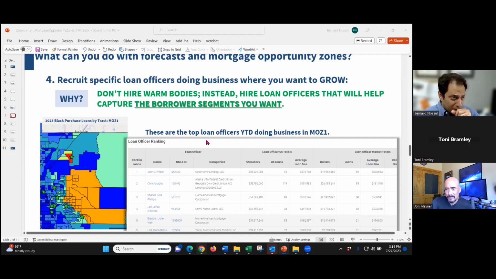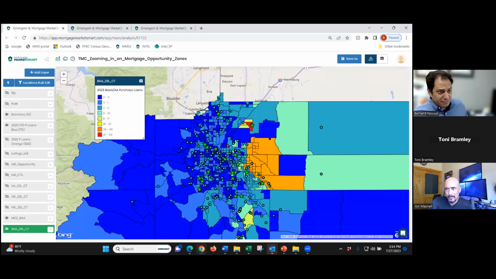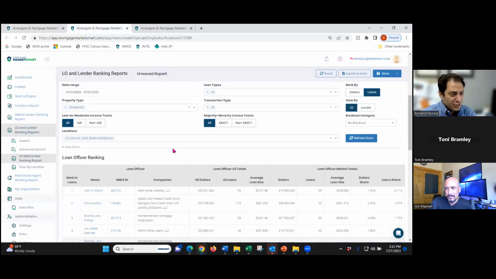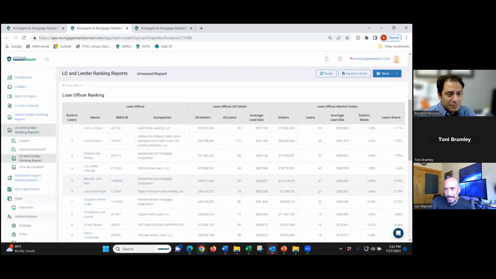And John is going to talk about these specific loan officers that we're finding in this orange area. So John, if you want to talk about what we're looking at here.